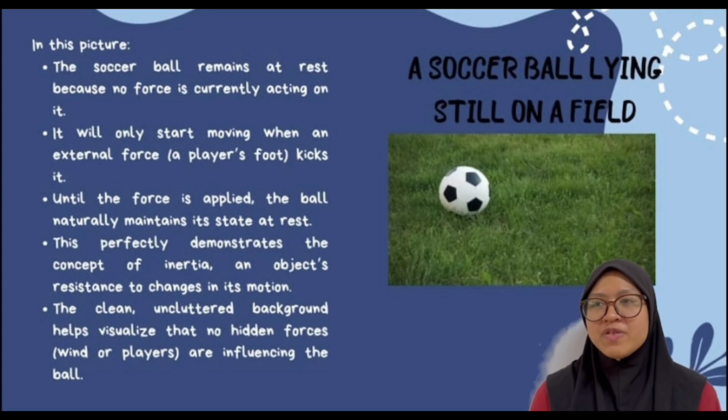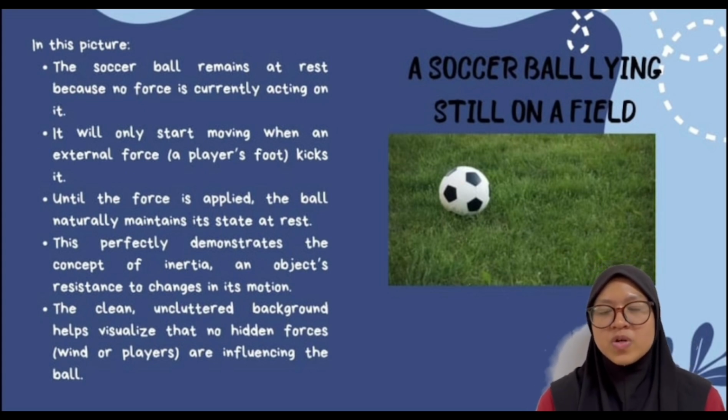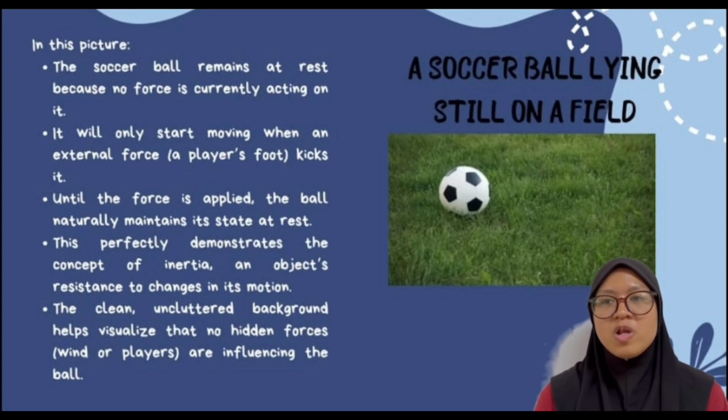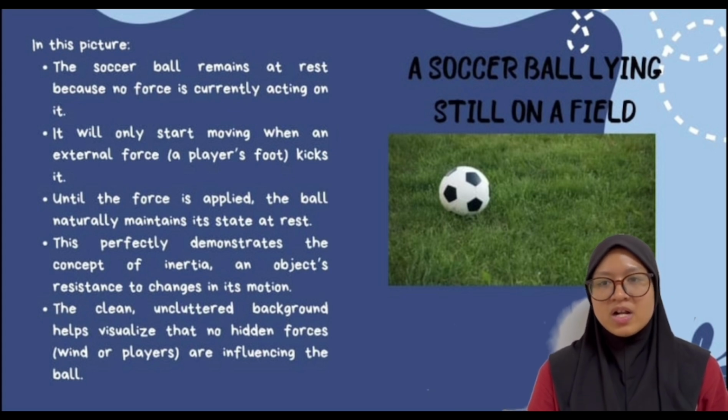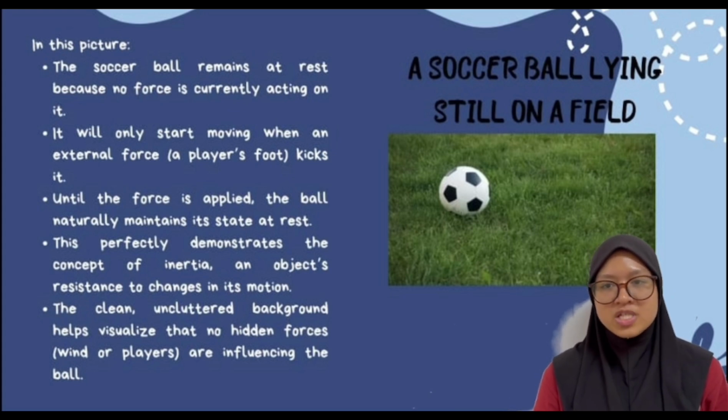The second example of Newton's first law is a soccer ball lying still on the field. In this picture, the soccer ball remains at rest because no force is currently acting on it. It will only start moving when an external force, a player, kicks it. Until the force is applied, the ball naturally maintains its state of rest. This perfectly demonstrates the concept of inertia, an object's resistance to change in its motion. The clean, uncolored background helps visualize that no hidden force, like wind or players, is influencing the ball.